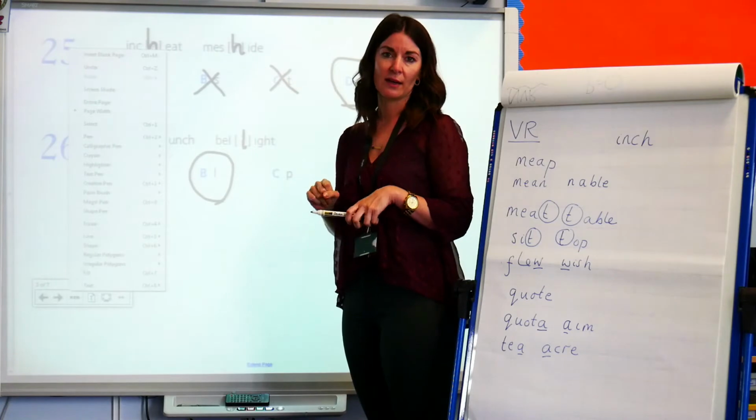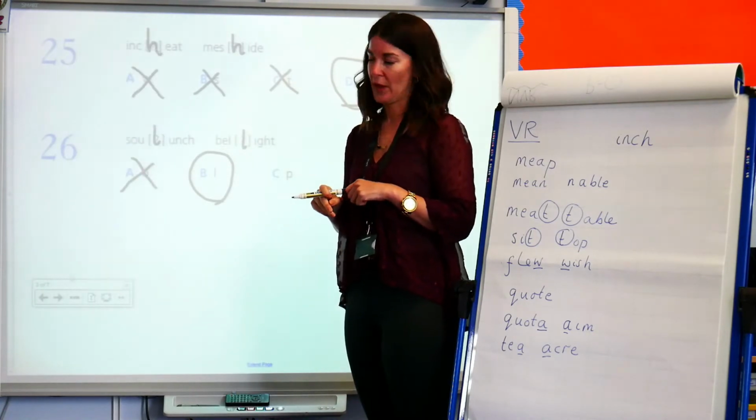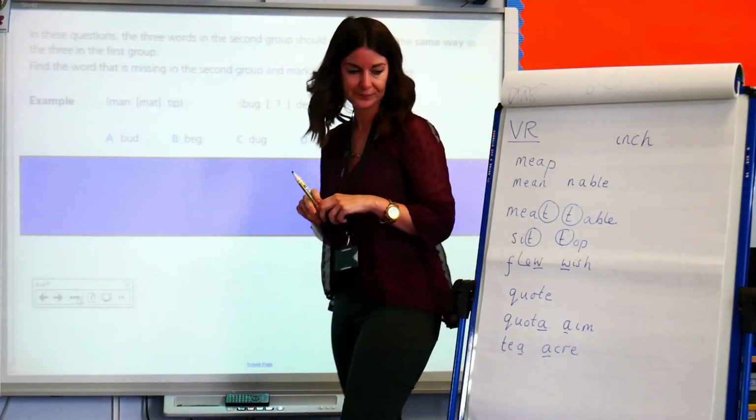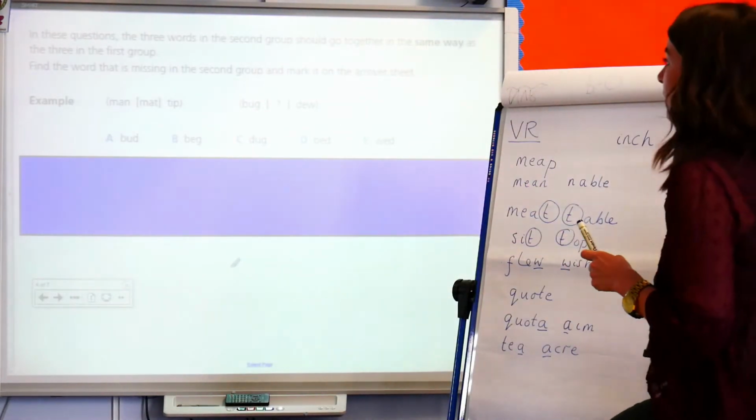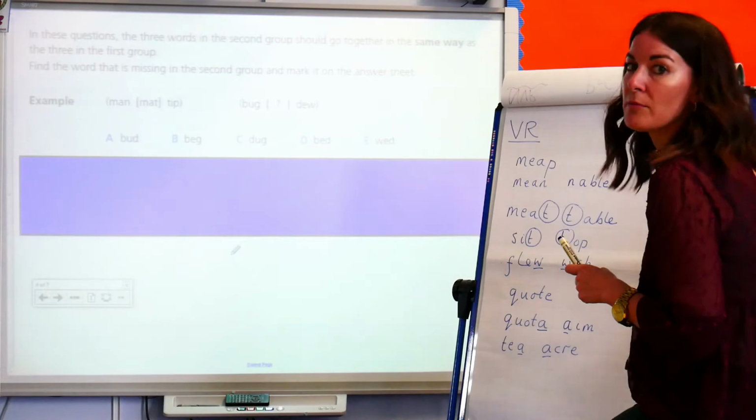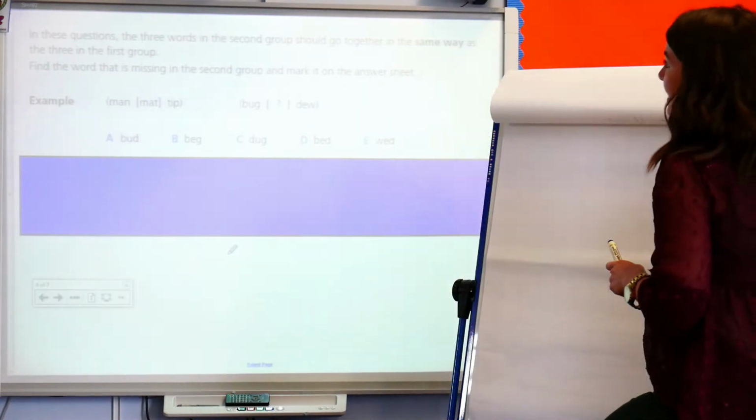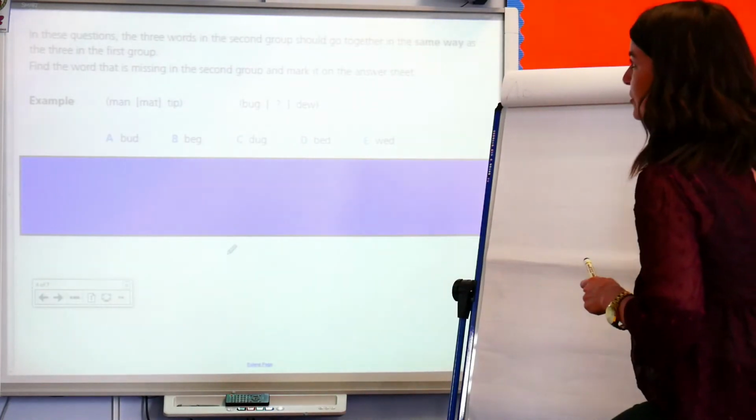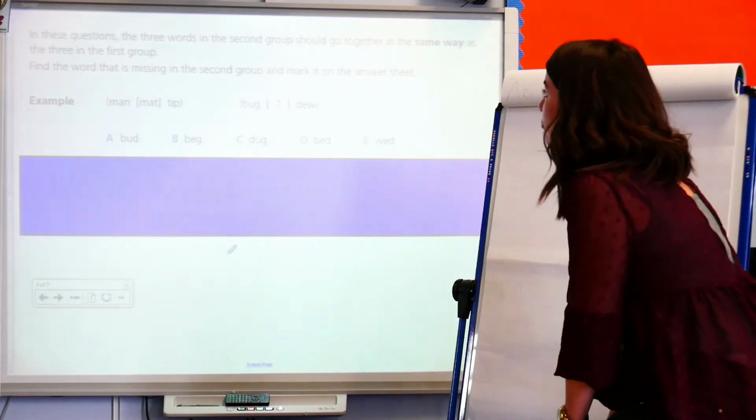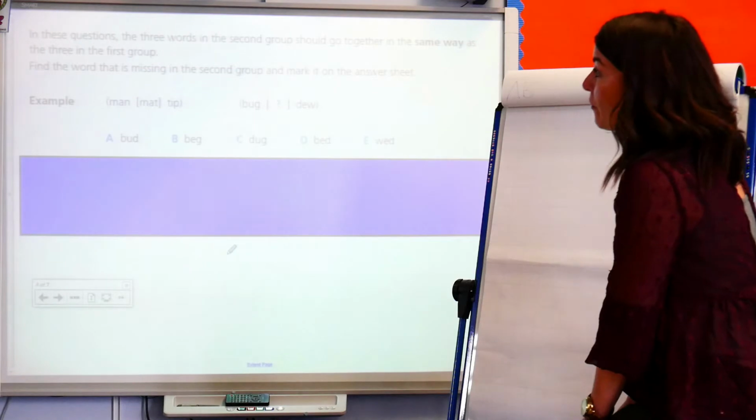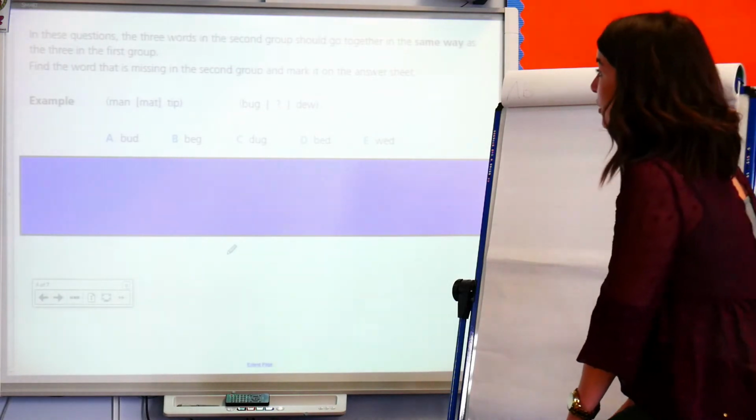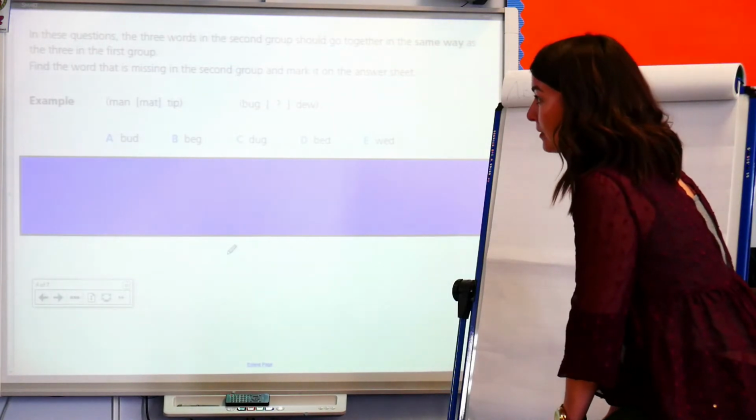So we're kind of using process of elimination, okay? Right, you might recognise these again from last time. Let's have a little read, first of all, just to remind ourselves of the technique. It says, in these questions, the 3 words in the second group should go together in the same way as the 3 in the first group. Find the word that is missing in the second group and mark it on the answer sheet.